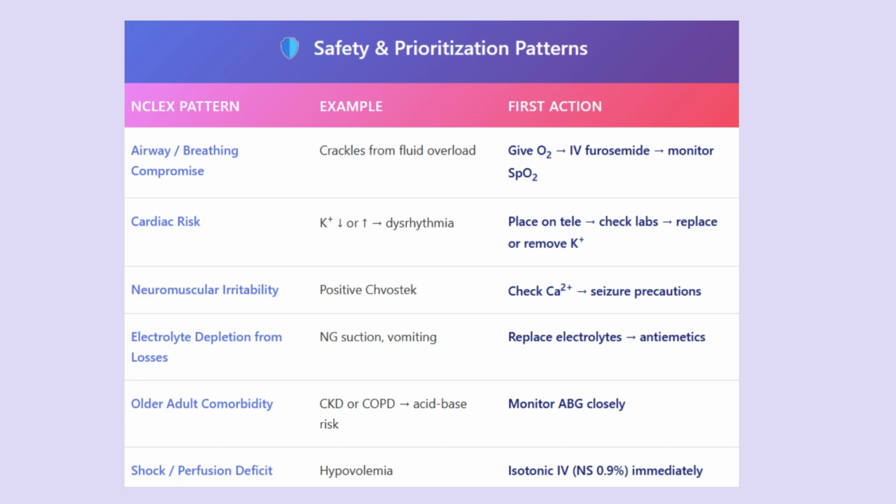When a patient has vomiting or NG suction, anticipate metabolic alkalosis and monitor electrolytes. Older adults with kidney or lung disease are high risk for acid-base imbalance and need frequent monitoring. And in hypovolemic shock, the only correct first choice for fluid replacement is normal saline.